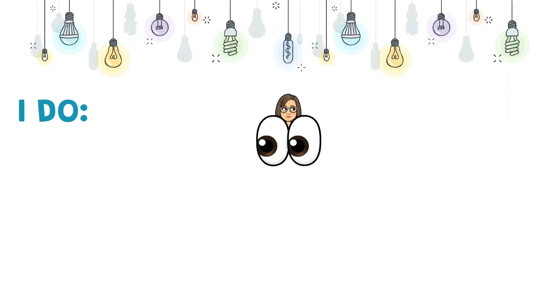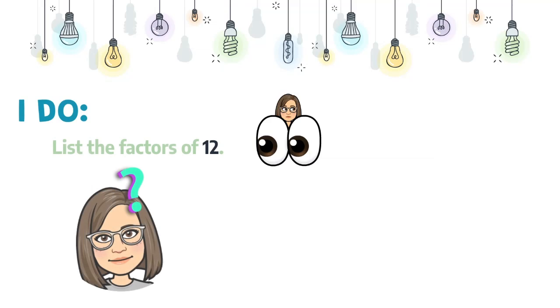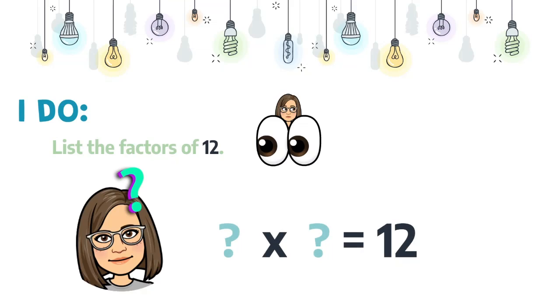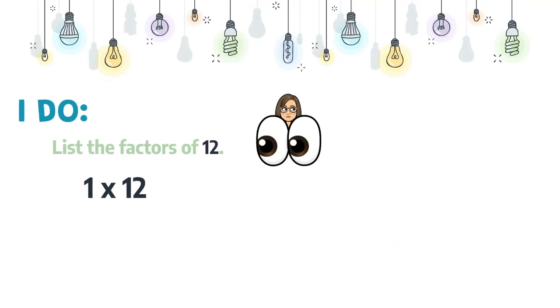Factors can be listed in pairs of numbers or listed from least to greatest. I'll show both. For the first example, let's find the factors of 12. So I ask myself the question, what two numbers can I multiply together to get 12? I always start with the easiest first. 1 times itself. So of course 1 times 12 would make 12.